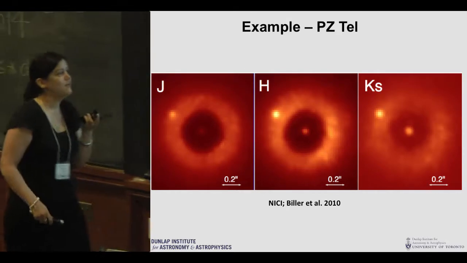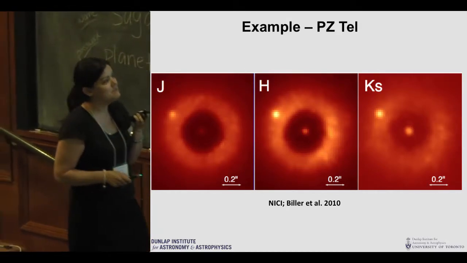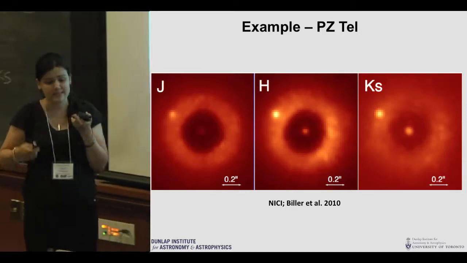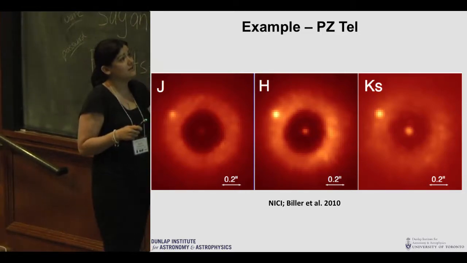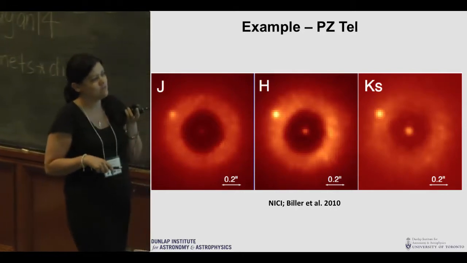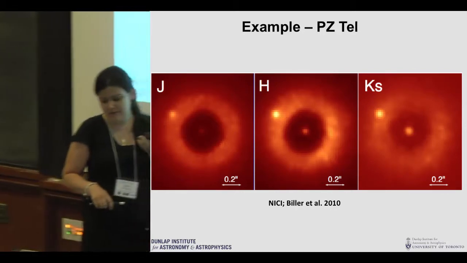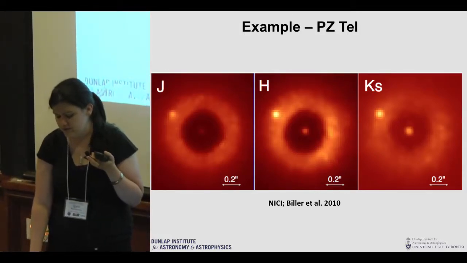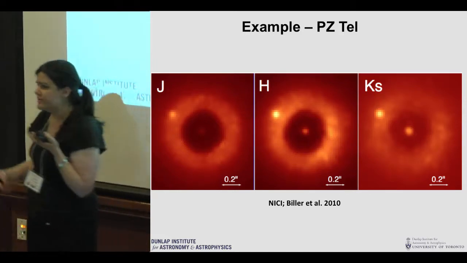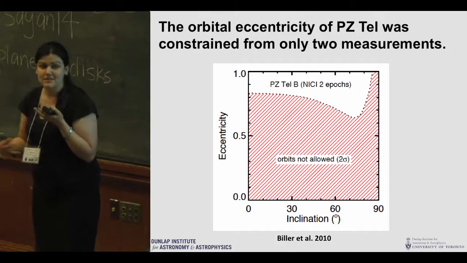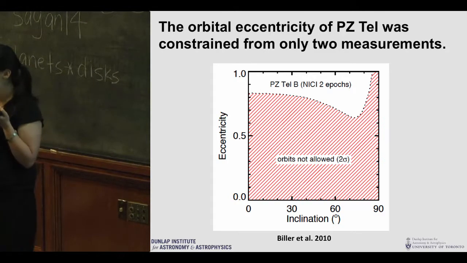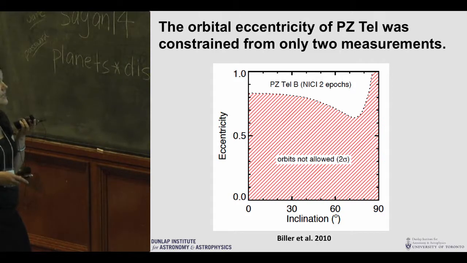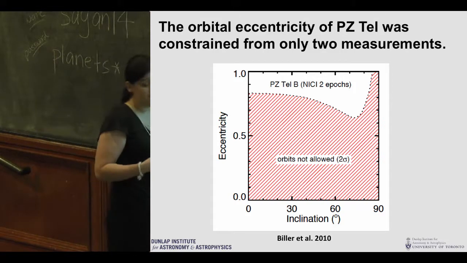So the first example I want to talk about is the PZ Tel system. It's not a planet, but actually a brown dwarf that was discovered with NaCo back in 2010. They had nice images at J, H and K. This is from Beth Biller's paper. PZ Tel B, I think, is about 35 Jupiter masses or so. One of the interesting things they did in this discovery paper: usually you have your initial discovery epoch, and then you do your common proper motion follow-up like Laurent was talking about to see if it's actually bound. But they were able to actually get orbital information from just 2 measurements alone.